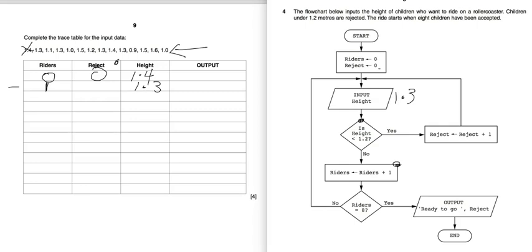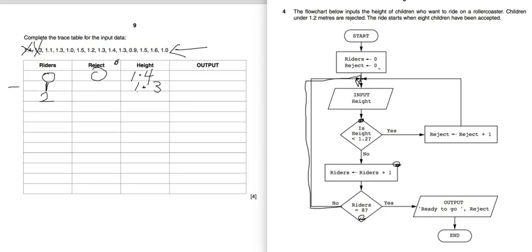Then we set riders equal to riders plus 1. So we increase the number of riders to 2. Does riders equal 8? No, it doesn't. So we follow it up again and we input the next value. So the next value is 1.1.